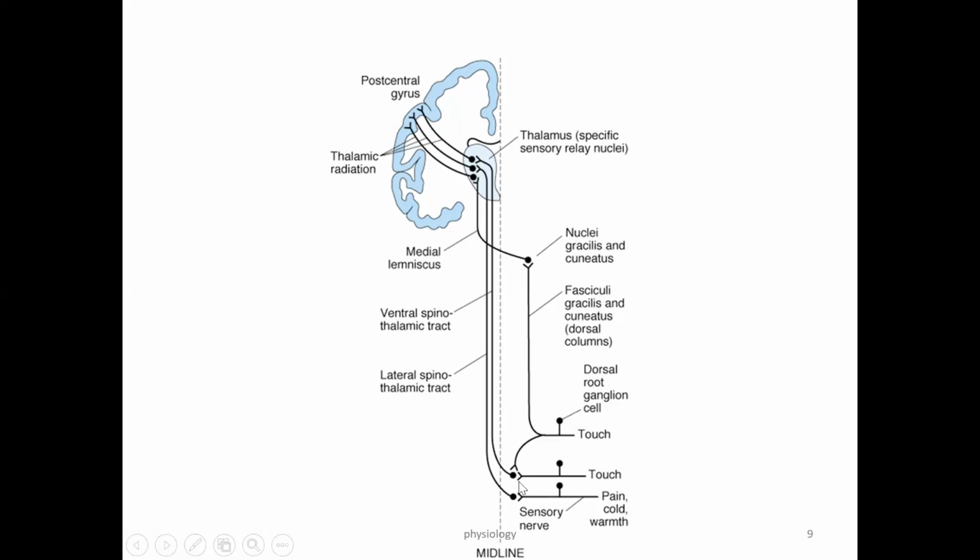Now, why is it called anterior? The anterior tract mainly deals with crude touch sensation, while the lateral spinothalamic tract mainly deals with pain and temperature sensation. The anterior one is present anteriorly, and the lateral spinothalamic tract is on the lateral side. That's why it is called the lateral spinothalamic tract and the anterior or ventral spinothalamic tract. Okay.